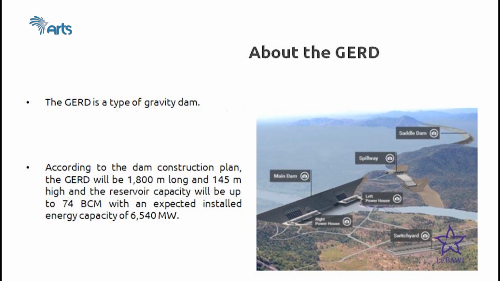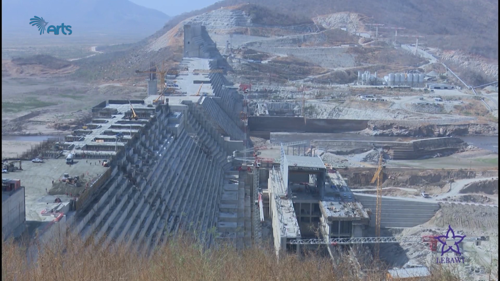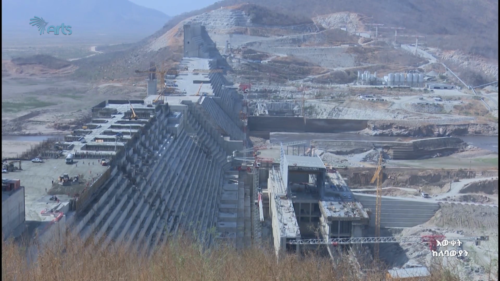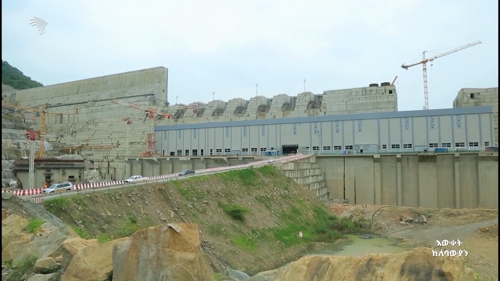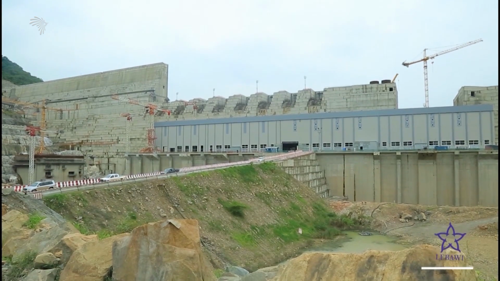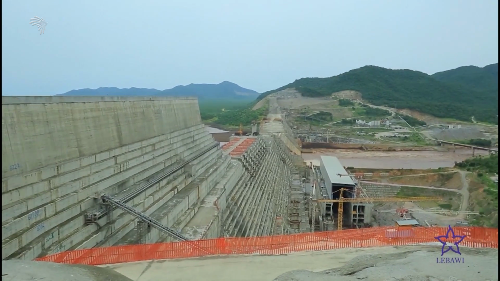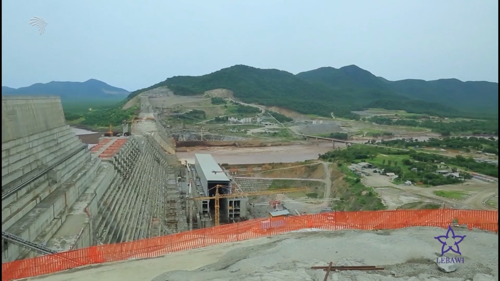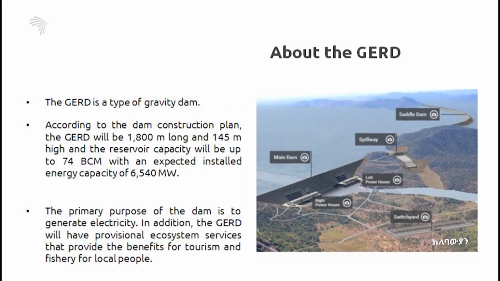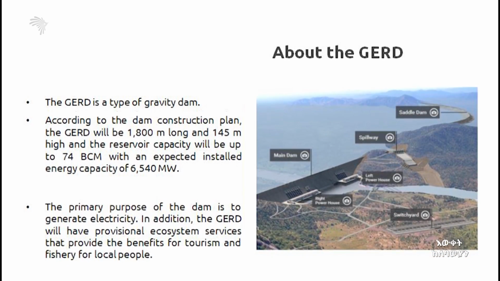According to the dam construction plan, the GERD will be 1,800 meters long and 145 meters high, and the reservoir capacity will be up to 74 billion cubic meters, with an expected installed energy capacity of 6,540 megawatts. The primary purpose of the dam is to generate electricity.